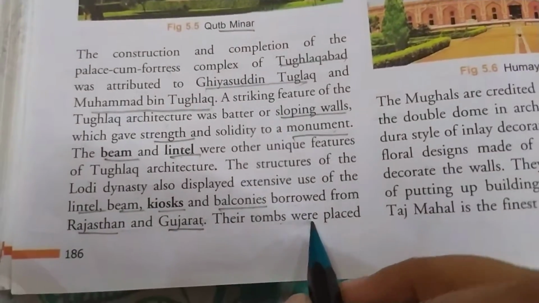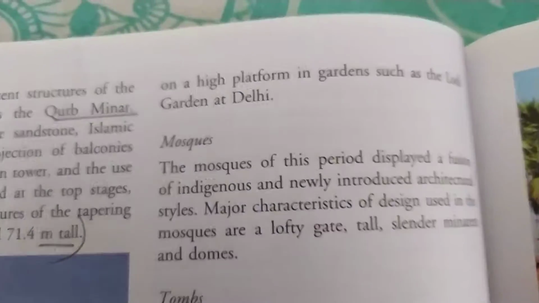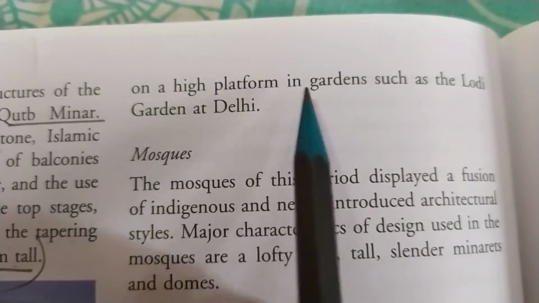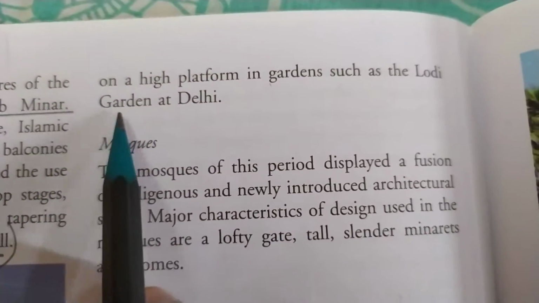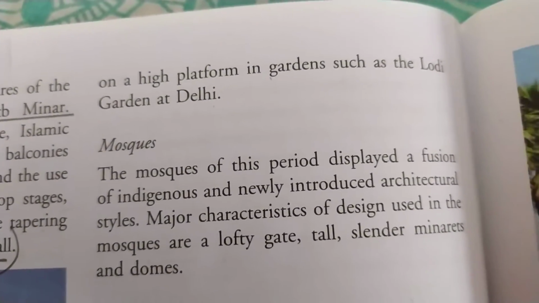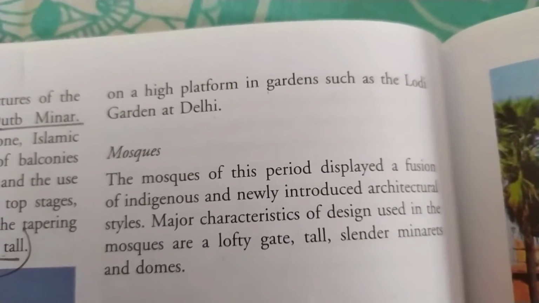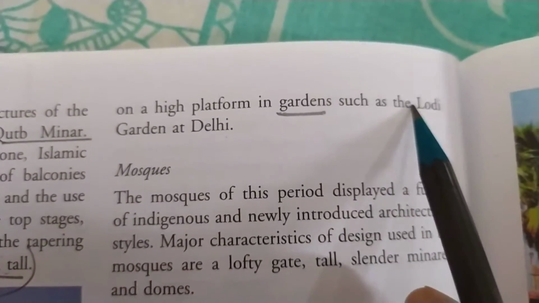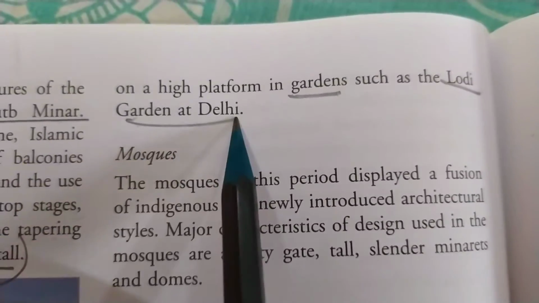Their tombs were placed on a high platform in gardens such as the Lodi Garden at Delhi. So during the Lodi dynasty, they used to make the tombs or monuments on a high platform, especially in the gardens, just like the Lodi Garden at Delhi.